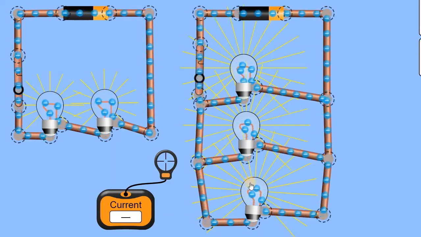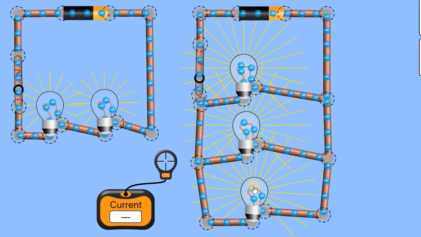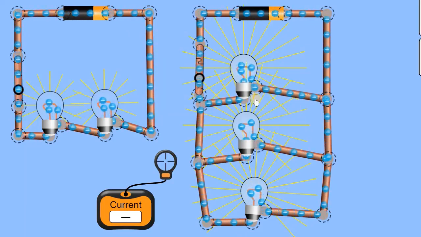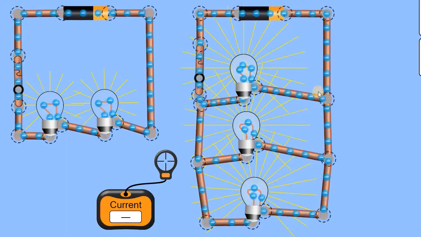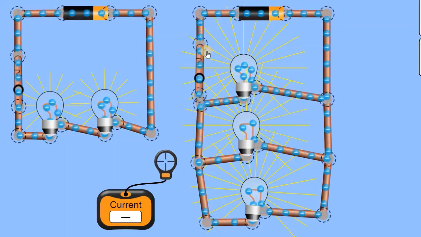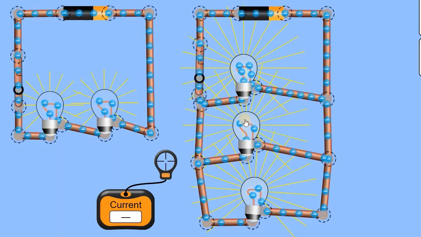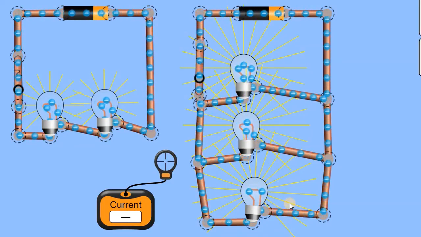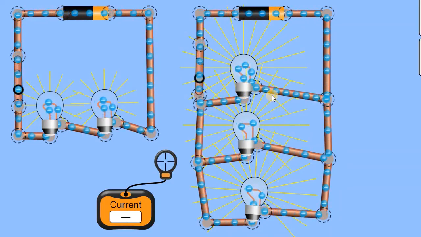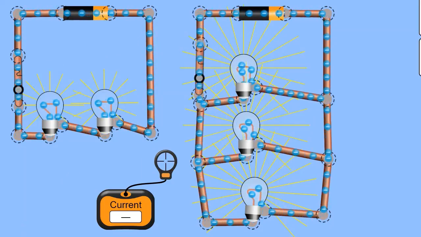And why is it like this? It is because the more light bulbs you connect in parallel, the smaller the overall resistance will become, the bigger the total current will become, but very important, learners, the current through the individual light bulbs remains the same, irrespective of the number of light bulbs which you connect in parallel.